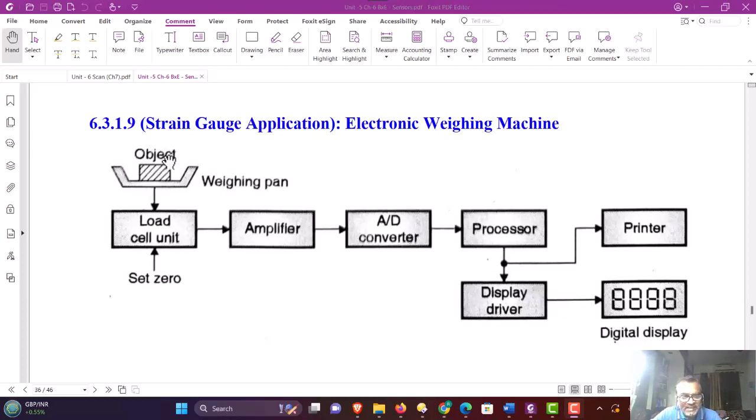So if the weight changes, there is a change in the electrical output of the load cell that will be converted to the corresponding change in the digital data, and then this digital data will be reflected on the digital display. And this application we have seen in our laboratories also and at various grocery shops nowadays. Same block diagram is applicable for larger weighing machines. They can measure the weight in tons.